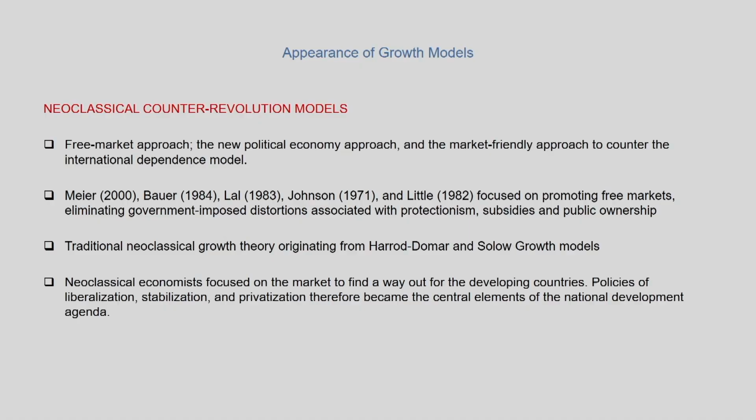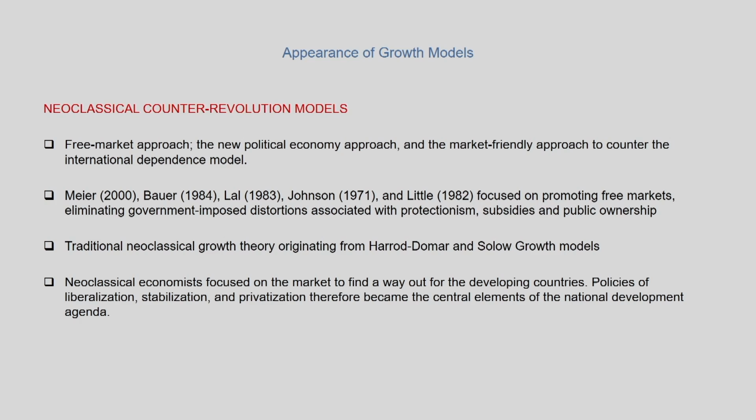The 1980s and the 1990s, like the neoliberals, saw the appearance of the neoclassical counter-revolution models, and this was largely a 1980s phenomenon. They were focusing on three approaches: the free market approach, the new political economy approach, and the market-friendly approach. These models were introduced largely to counter the international dependence model. The major proponents of these models were Mayer, Bauer, Lal, Johnson, and I.M.D.